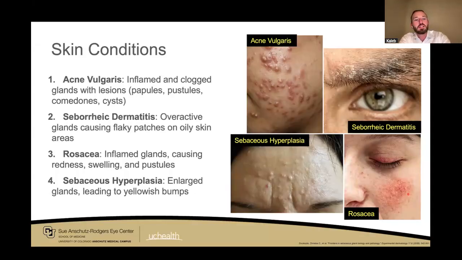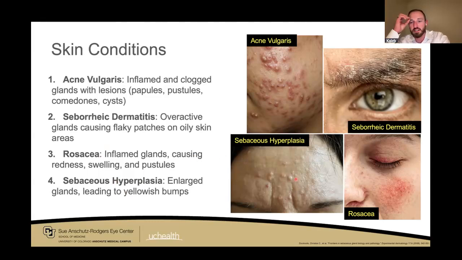So when it comes to sebaceous gland disorders, we have conditions like acne, which we've talked about a little bit, seborrheic dermatitis, which is kind of associated with fungus and overactive glands. We have rosacea, which we've talked about, inflamed glands causing redness, swelling, and pustules. Then you can have things called sebaceous gland hyperplasia, which is pictured here.